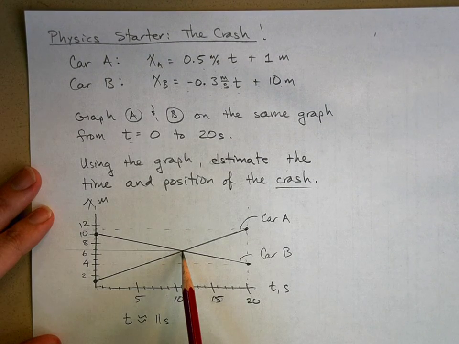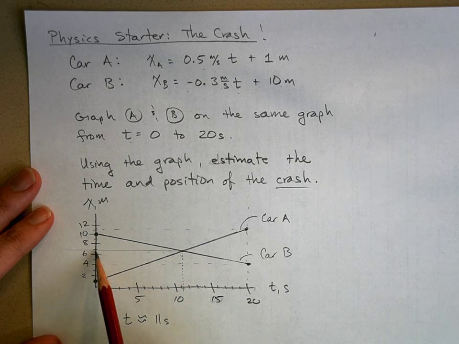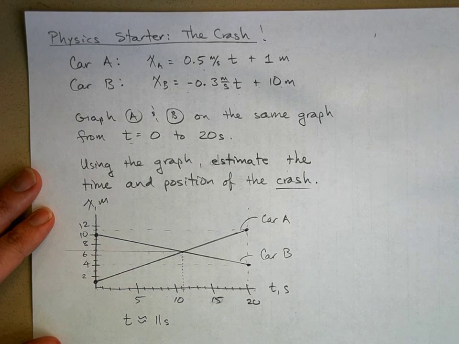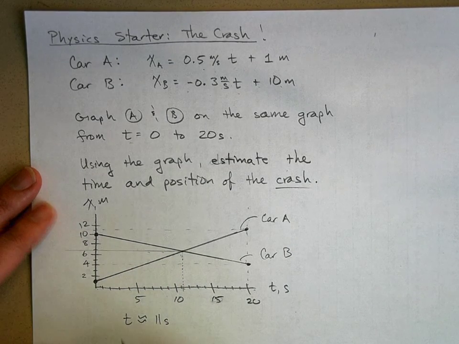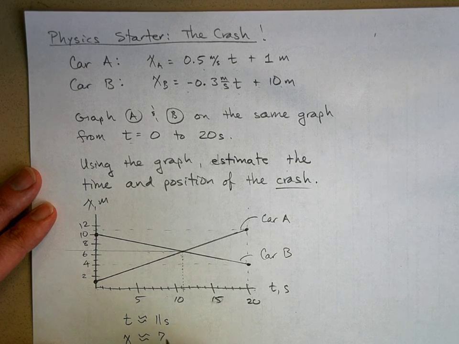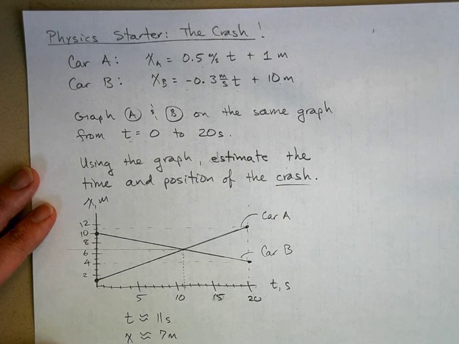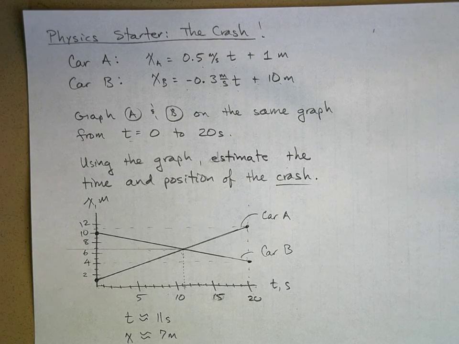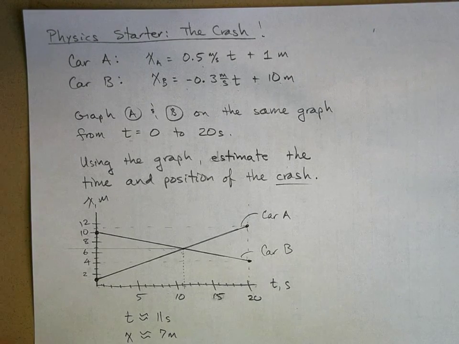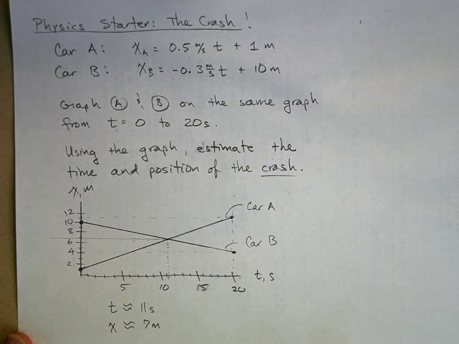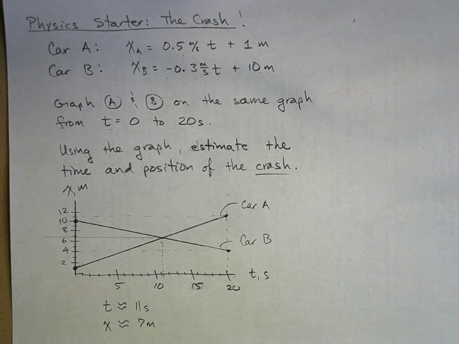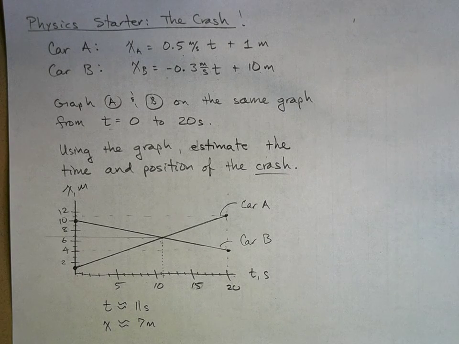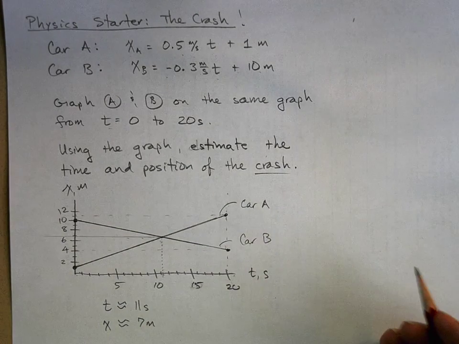And I look at 11 seconds, it looks like it's about 7 meters. So I'm going to say the position of the crash will be about 7 meters on the x-axis. Okay? And those are approximations. Now, I didn't ask you to do this, but I'm going to show it to you right now. We're going to do this mathematically. We're going to figure out precisely when and where, given these mathematical models.